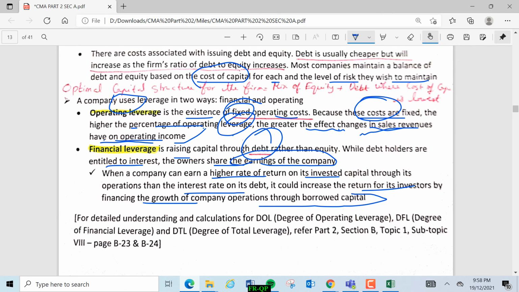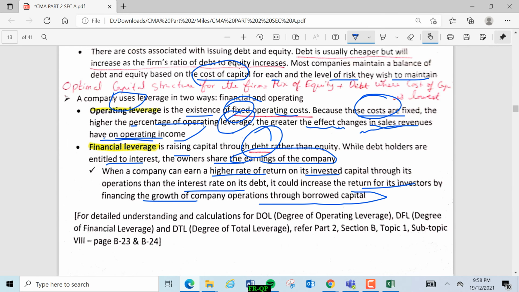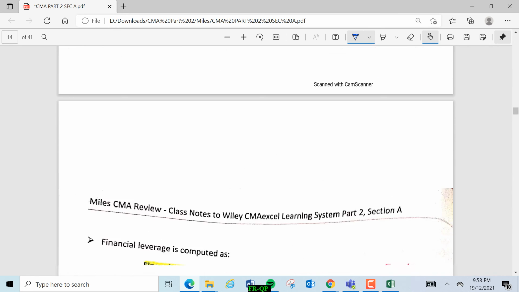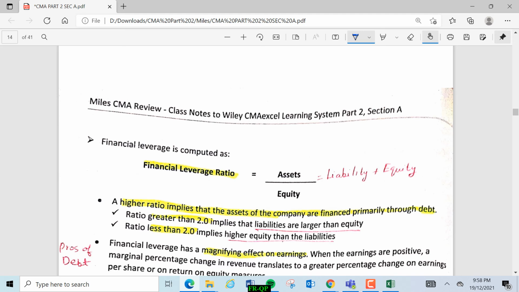So what will happen? Capital erosion will start. So this financial leverage only works when your return is higher than your cost of financing. So in the exam, you can expect to be asked to calculate the financial leverage ratio.